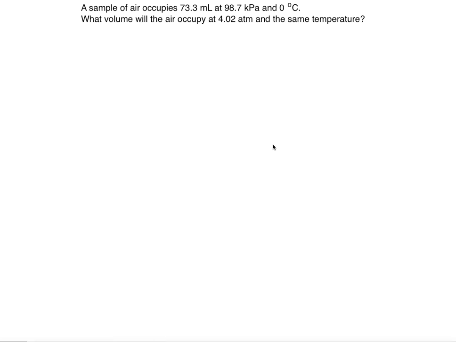A sample of air occupies 73.3 milliliters at 98.7 kilopascals at 0 Celsius temperature. What volume will the air occupy at 4.02 atm atmospheric pressure and the same temperature? So what we have to use is Boyle's law. Okay, and Boyle's law is going to be pressure multiplied by the volume will be equal to a constant.